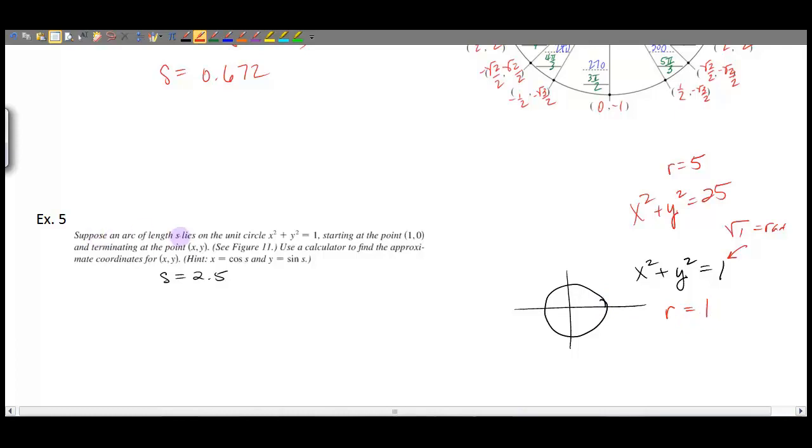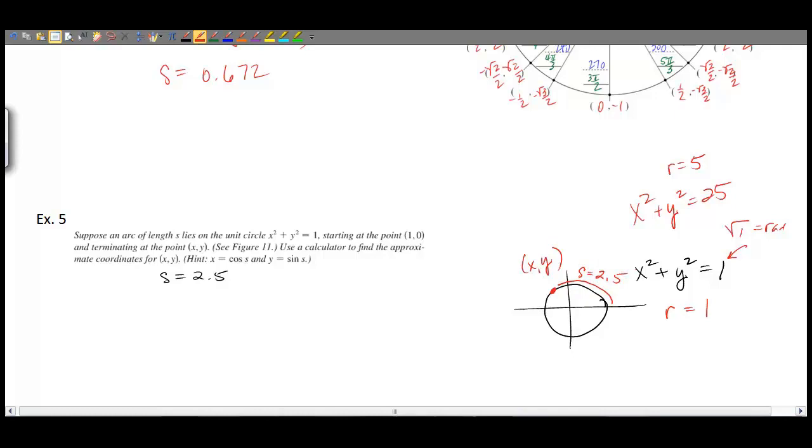and according to this, I know that I have some point P starting here and terminating at the coordinates x, y. And I want to be able to figure out what these coordinates are for x and y, given the fact that the arc length here is 2.5. So what are we going to do?